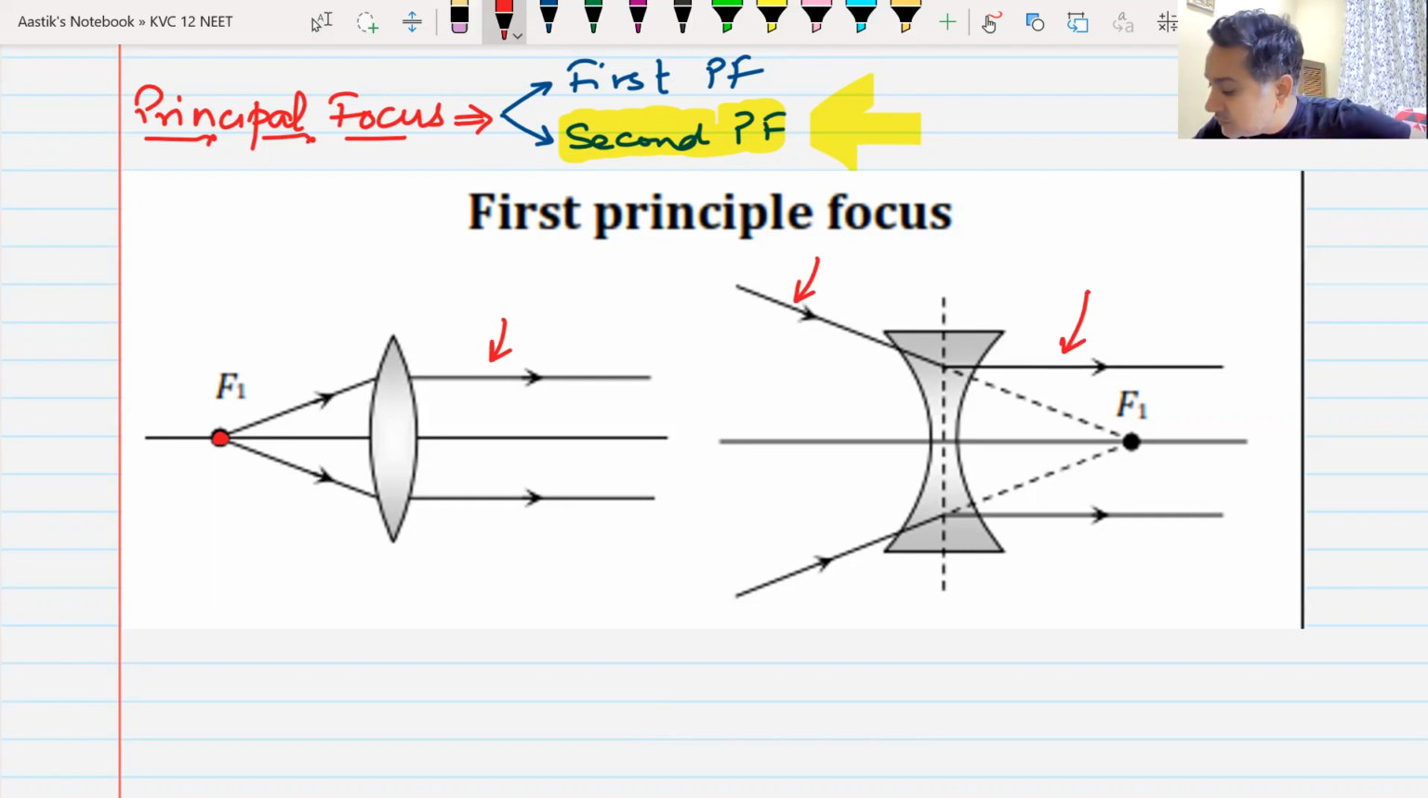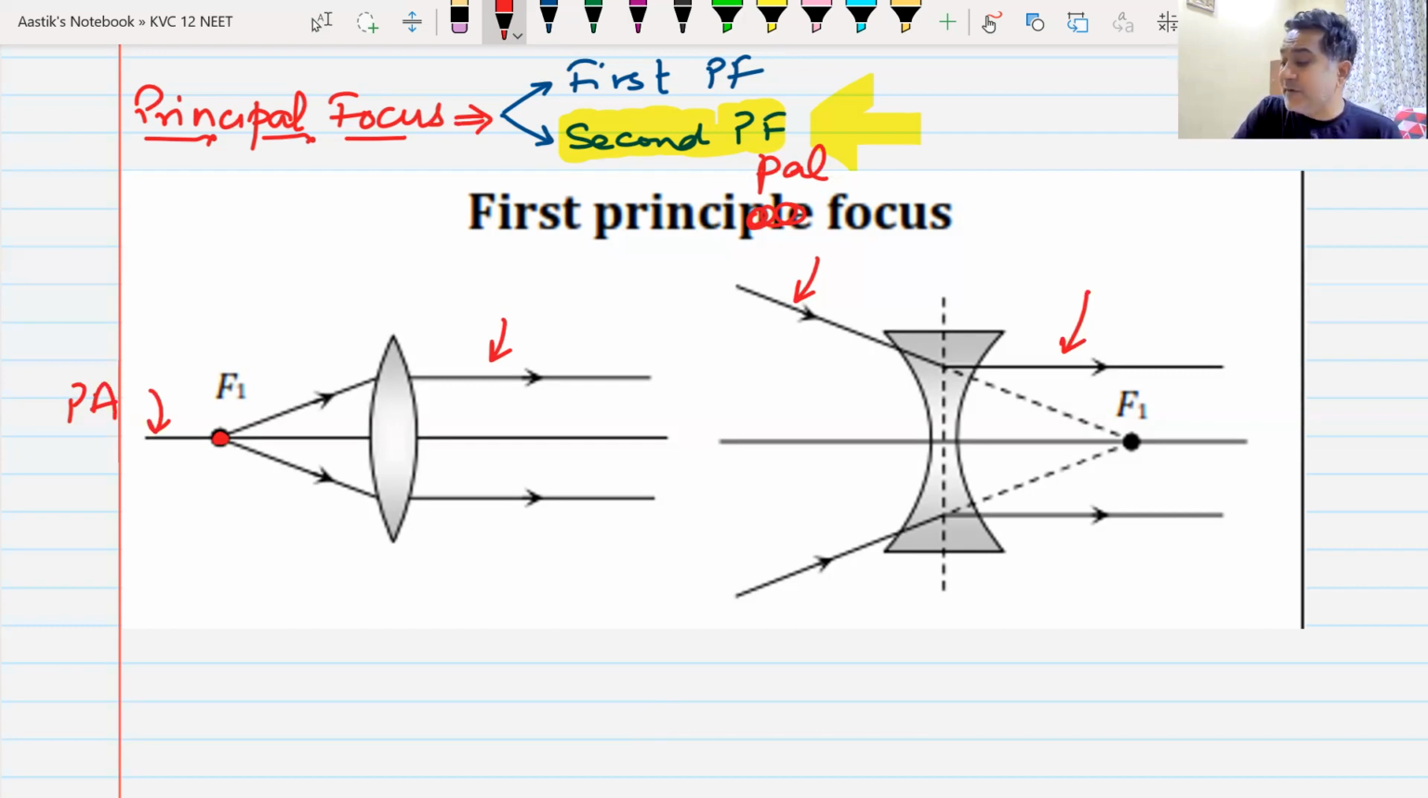This focus, the spelling is wrong, this focus is known as the first principal focus. The first principal focus is the point on the principal axis. If you place an object there, the image will be formed at infinity. If an object is placed at the first principal focus, after refraction, the rays of light are going to get parallel, and therefore the image is formed at infinity. Do we understand this? You may draw a diagram. If you understand it, you don't have to draw it.